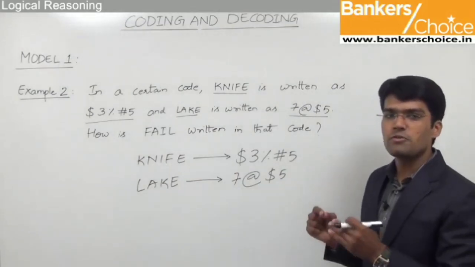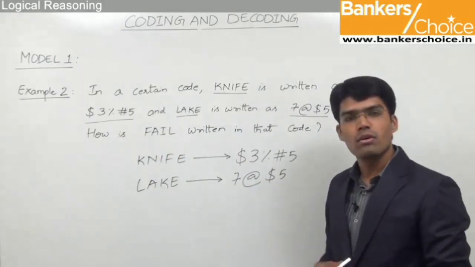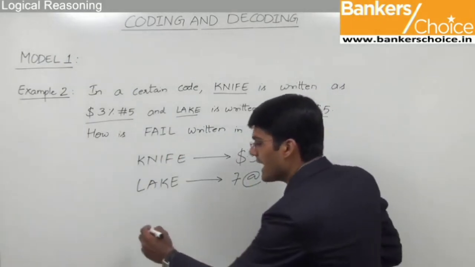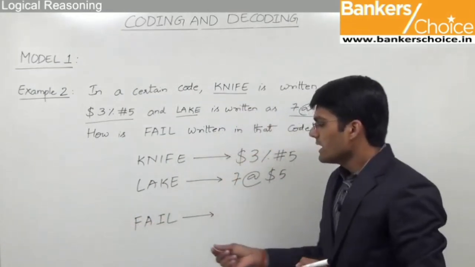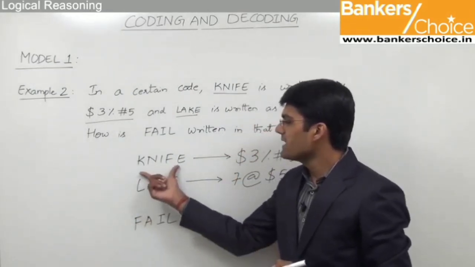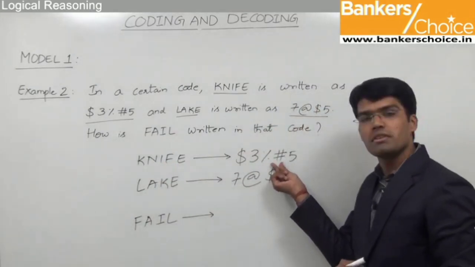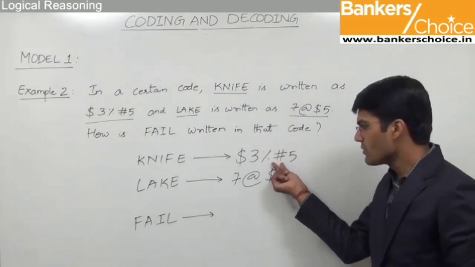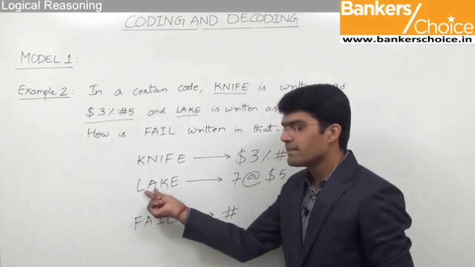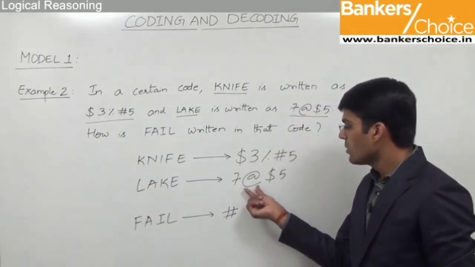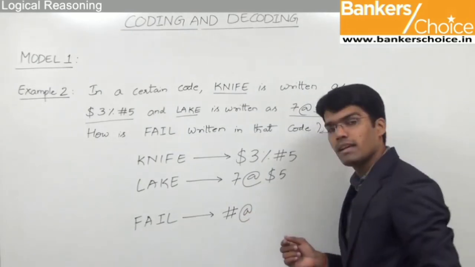So simply we need to find out the code for each of the letters and find out the coded form for the word fail. So we can say that the word fail can be coded as follows. The first letter F is present in the word knife at the 4th position, and in the coded form the 4th position is occupied by the symbol hash. So F can be taken as hash. A is the second letter in the word lake, and on the coded side A is taken as at the rate. So we can say that A should be replaced with at the rate.